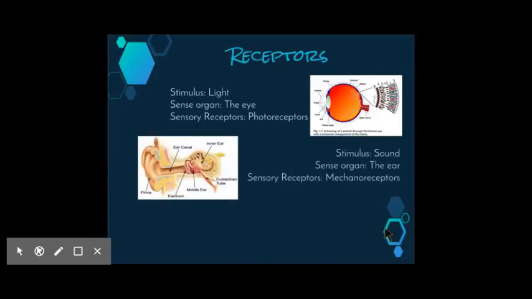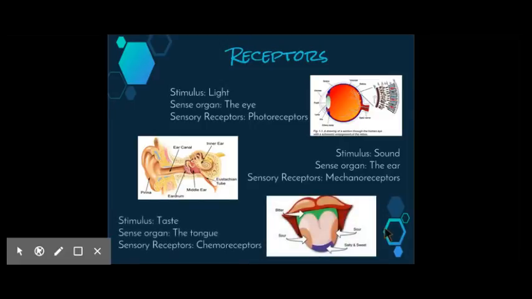We then have our ear. So our ear obviously responds to the stimulus of sound. In our ear, we have mechanoreceptors. So when you think of mechano, think of movement. So mechanoreceptors in our ear are right all the way in our inner ear in a particular part called the organ of Corti, and they're tiny little hairs that vibrate in response to the frequencies that we're hearing.